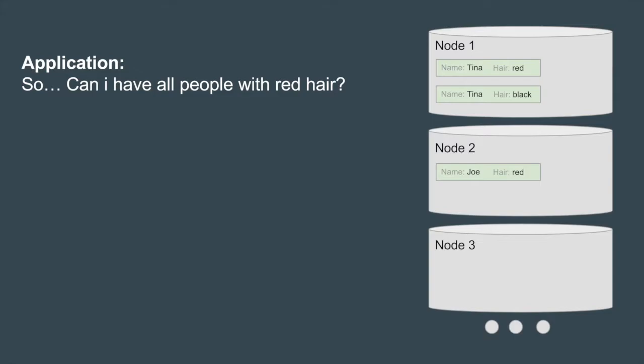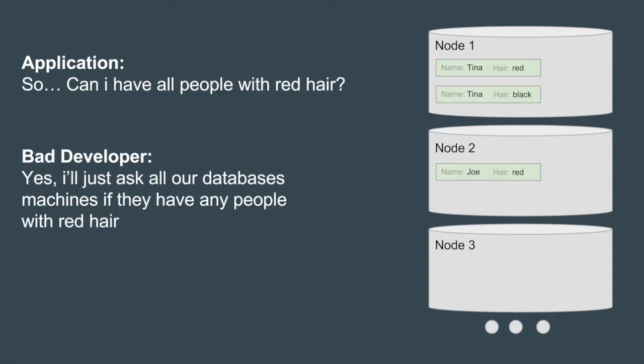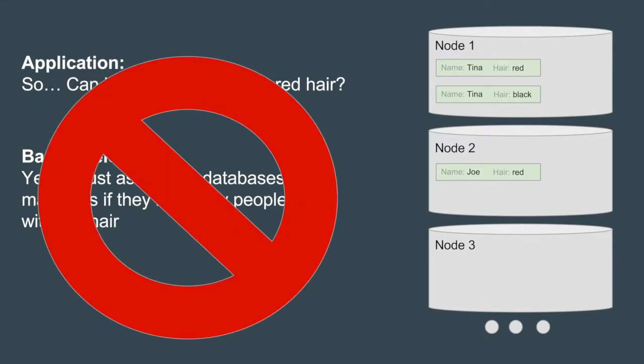So now our application wants all the people with red hair, and the bad developer knows its data and knows that people with red hair are on multiple machines. So it'll just ask all the machines if they have any people with red hair. But this is not the way you work in Cassandra.